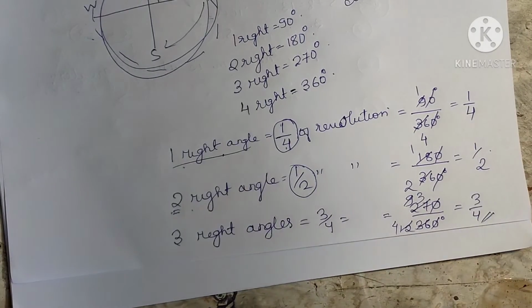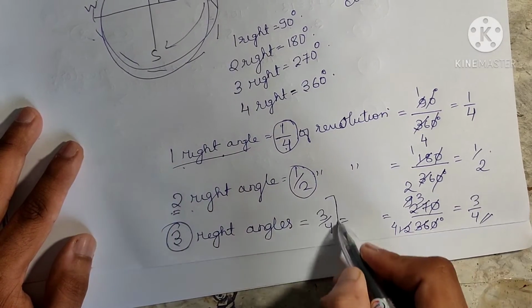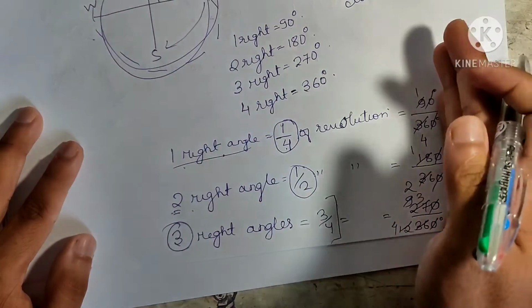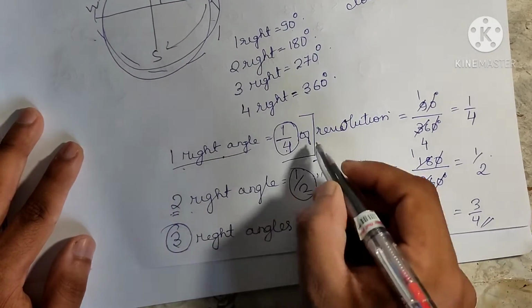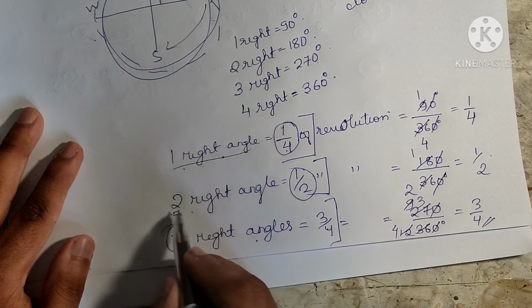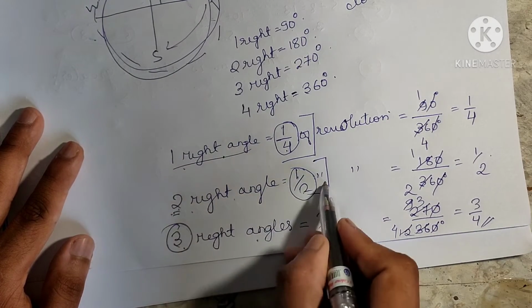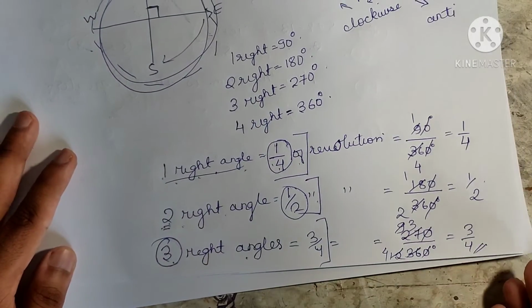Okay, in this way what you have to keep in your mind, which is very important, is that 3 right angles equal 3 by 4. If you don't know how to solve this also, it's okay, but you have to learn this by heart. Very simple and important. 3 right angles equal 3 by 4 of a revolution, 2 right angles equal 1 by 2 of a revolution, and 1 right angle equals 1 by 4 of a revolution.